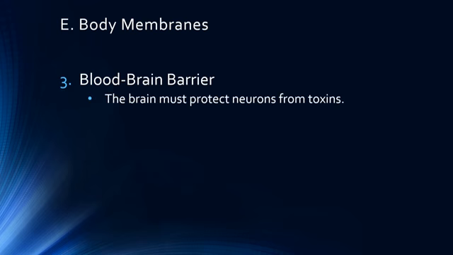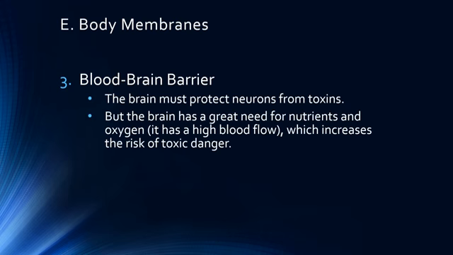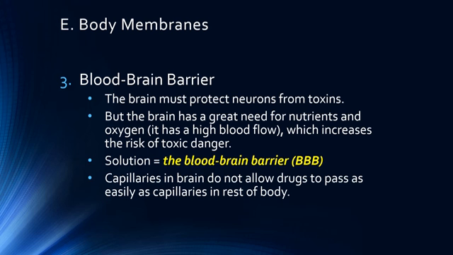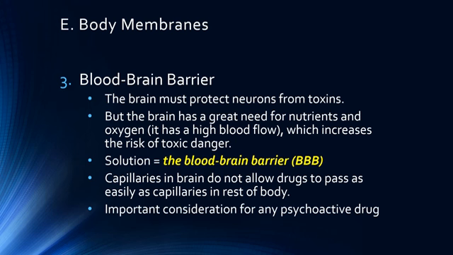The blood-brain barrier is particularly important for us to understand. The brain must protect neurons from toxins, and so it must block those out, but the brain has a great need for nutrients and oxygen. It has a high rate of blood flow, uses a great deal of oxygen, and also uses a great deal of glucose, so that increases the risk of toxic danger. The solution then is the blood-brain barrier. So these are capillaries in the brain that do not allow drugs to pass as easily as capillaries in the rest of the body. And the structure of that blood-brain barrier is particularly important as we start to understand any psychoactive drug and its effects.